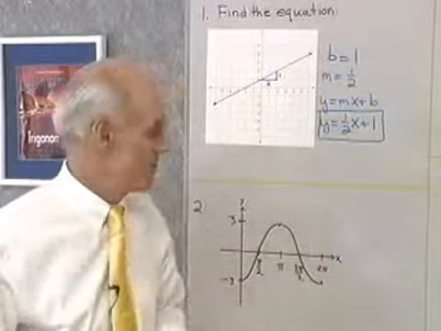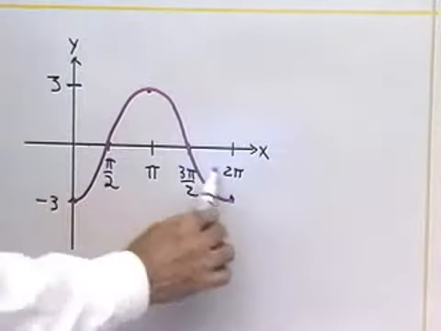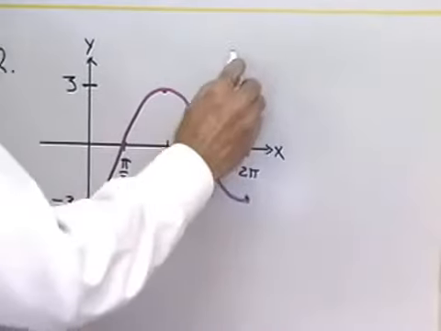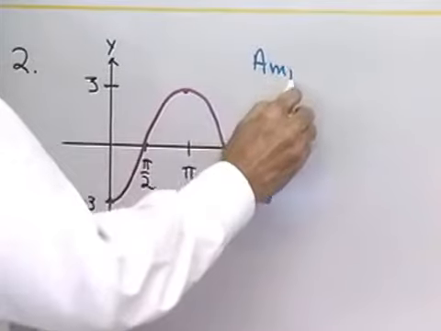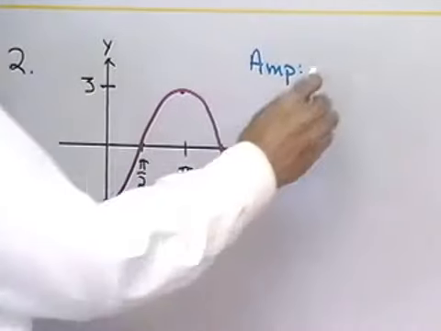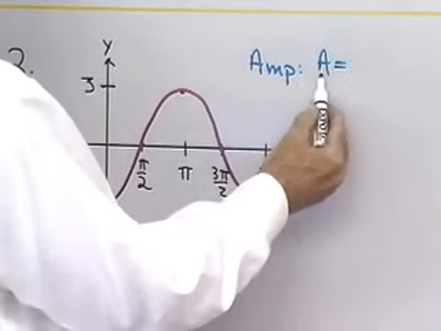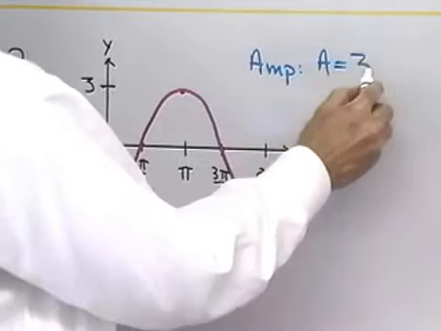Let's look at a trig function. Here I have a graph of a trig function. I want to know what is the equation. Well, let's just look at the characteristics of this graph. First of all, I'm going to look at the amplitude, and I see that the amplitude of this graph is 3. That tells me that a, that coefficient that I use in my trig equations, a is equal to 3.